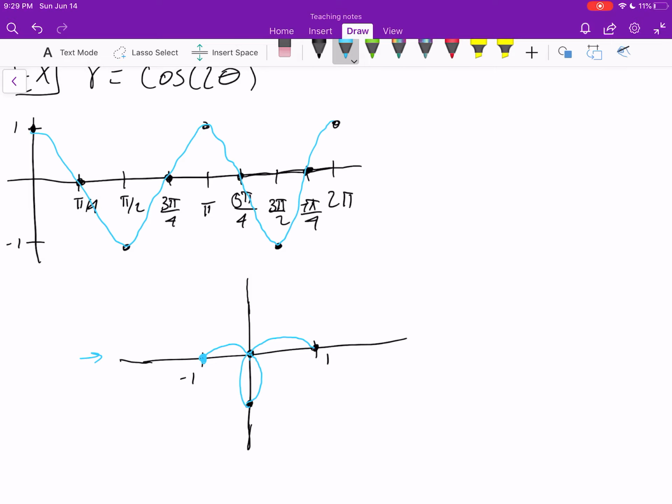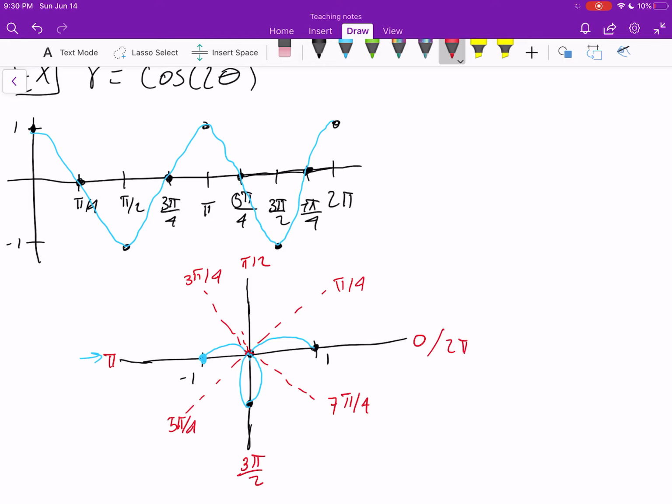From pi to 5 pi over 4. So let me draw in some of these angles just so you can see what I'm doing here. This is pi over 4. This one is 3 pi over 4. 5 pi over 4. 7 pi over 4. And this is 0, pi over 2, pi, 3 pi over 2, and then this will be 0 or 2 pi. So maybe that helps a little bit to see what I'm saying here.